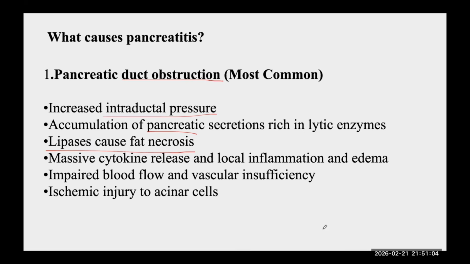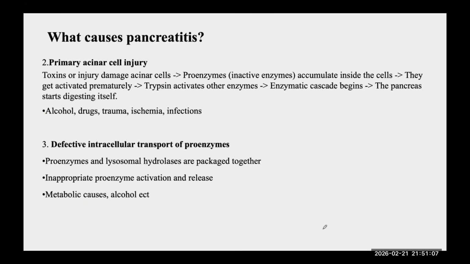because of the inflammation that is happening, and this can cause ischemic injury to acinar cells. There is also the primary acinar cell injury, as I mentioned, from certain toxins, and this can include alcohol, certain drugs, even trauma, ischemia, infections. They can cause damage to the acinar cells. This will cause the proenzymes to accumulate, and then they get activated prematurely.